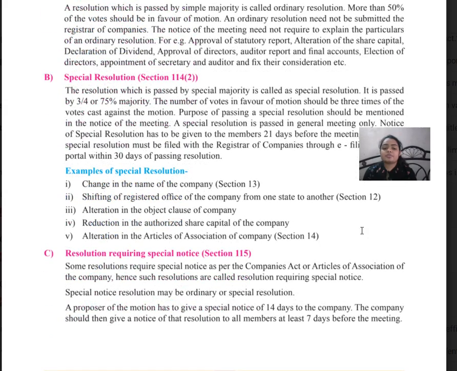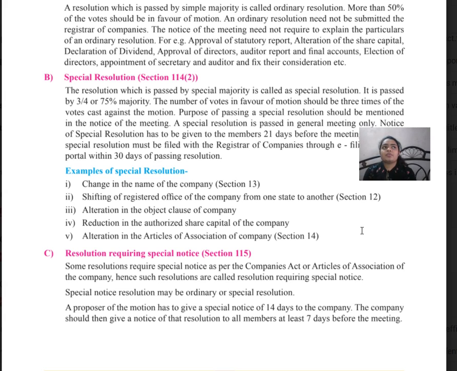Now, examples of special resolution. What are the examples of special resolution? First one, change in the name of the company, shifting of the registered office of the company from one state to another, alteration in the object clause of the company, reduction in authorized capital of the company, and alteration in the articles of association of the company.